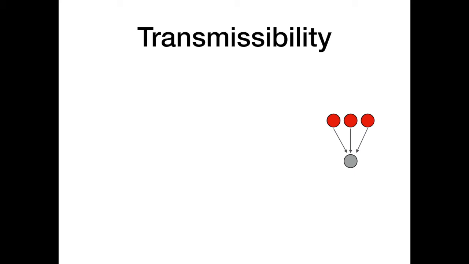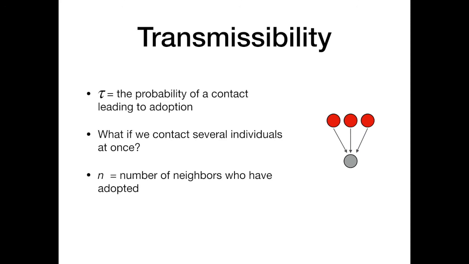So we have to figure out how to code this, which does require a little diving into the mathematics of probability, but not a lot. All right, so let's let tau be the transmissibility. This is the probability of being influenced to adopt by someone who's already adopted. If there's only one neighbor, we're set. The probability of adopting is tau. But what if there are multiple neighbors who have adopted? Probabilities aren't additive. We can't just sum them up.